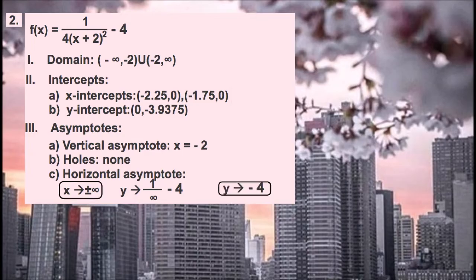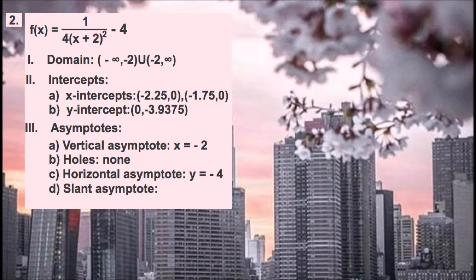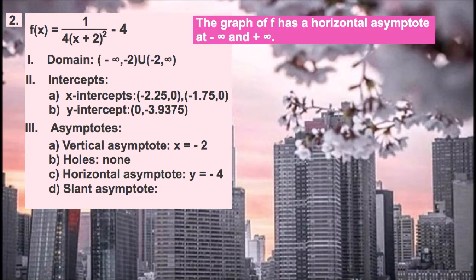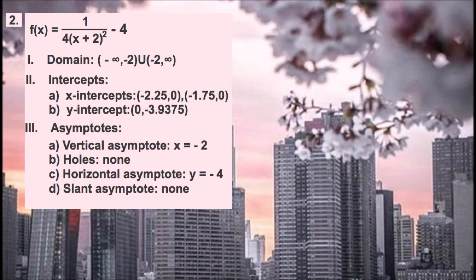Thus, y approaches negative 4. Y equals negative 4 is our horizontal asymptote. Then our slant asymptote: the graph of f has a horizontal asymptote at negative infinity and positive infinity. Thus, the graph cannot also have a slant asymptote.